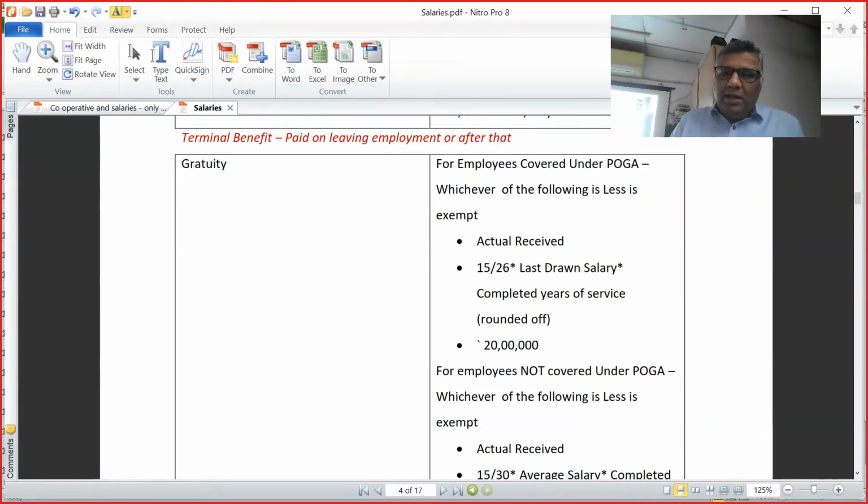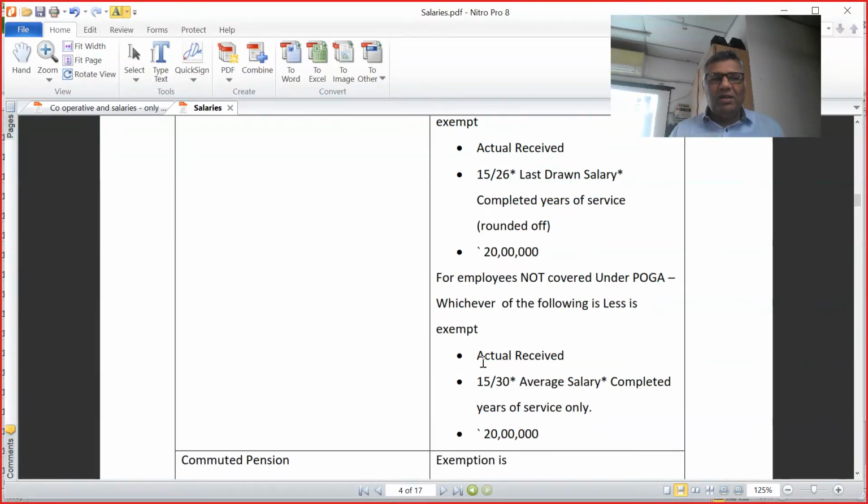The first and foremost is the gratuitous payment the company makes, which is gratuity. The third is the important one, actual received. 15 by 30 into last 10 months average salary into completed years of service, or 20,000. If the employee is covered under the Payment of Gratuity Act, those who are blue collared employees working in factories etc., for them it is 15 by 26 into last drawn salary into completed years of service. If it is more than 6 months, round off to the higher side; less than 6 months, round off to the lower end.